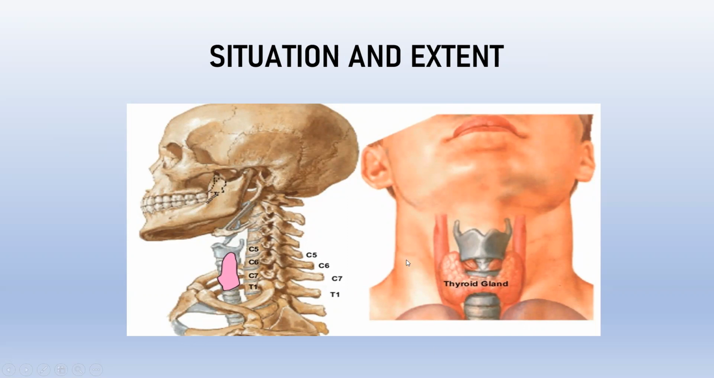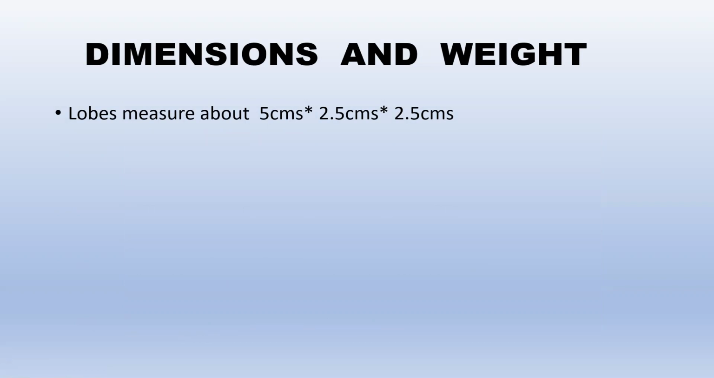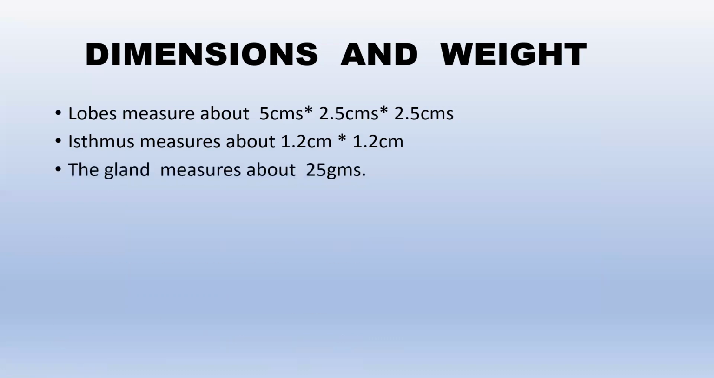So what is the dimension? The lobes measure about 5 centimeters in length, 2.5 centimeters in breadth and 2.5 centimeters in width. And the isthmus alone measures 1.2 centimeters by 1.2 centimeters in length and breadth. So how much does it weigh? The gland weighs about 25 grams.